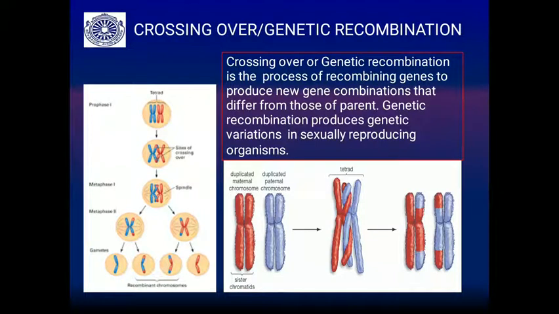What is crossing over or genetic recombination? Crossing over or genetic recombination is the process of recombining genes to produce new gene combinations that differ from those of the parent. Genetic recombination produces genetic variation in sexually reproducing organisms. You may see here the homologous pairing: one is the maternal chromosome and the other is the contributed paternal chromosome.